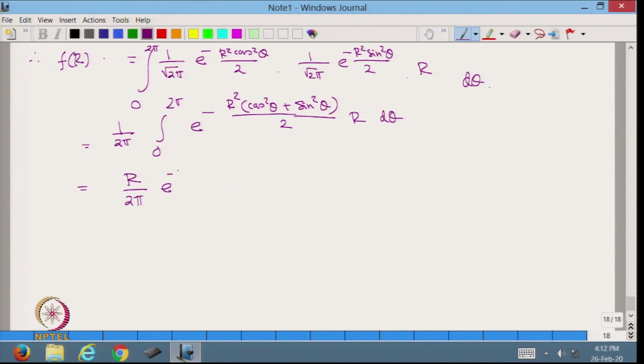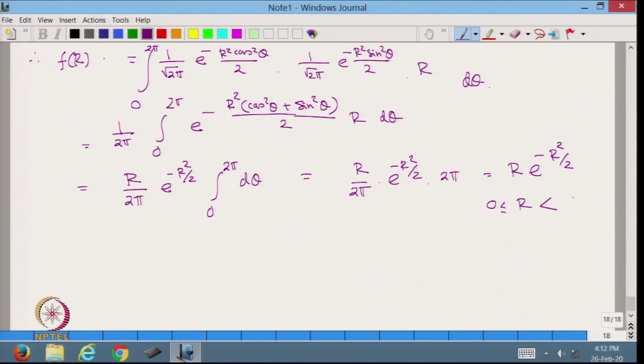e to the power minus r square by 2, integration 0 to 2 pi d theta, is equal to r e to the power minus r square by 2 into 2 pi, divided by 2 pi, is equal to r e to the power minus r square by 2, when 0 is less than or equal to r less than infinity. Therefore, f of r is equal to r e to the power minus r square by 2.